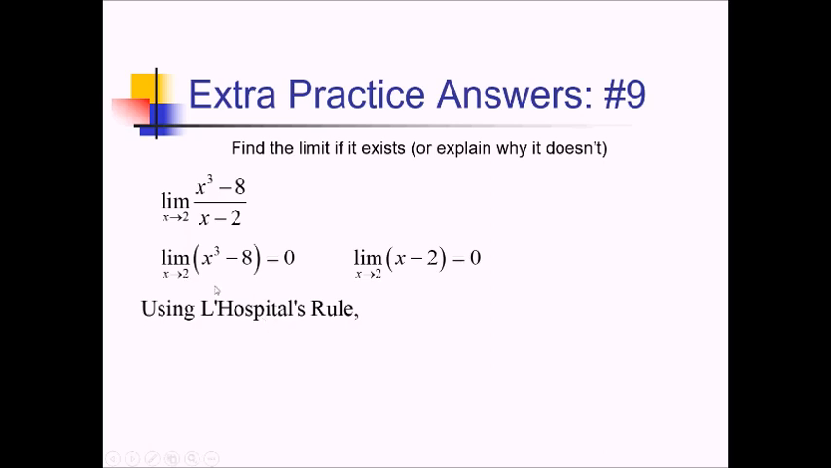So let me take the limit as x approaches 2 of the derivative of the numerator over the derivative of the denominator. So upstairs we've got 3x squared. Downstairs we've got 1. And now plugging 2 into this is going to be 3 times 2 squared, or 3 times 4, which comes out to 12.